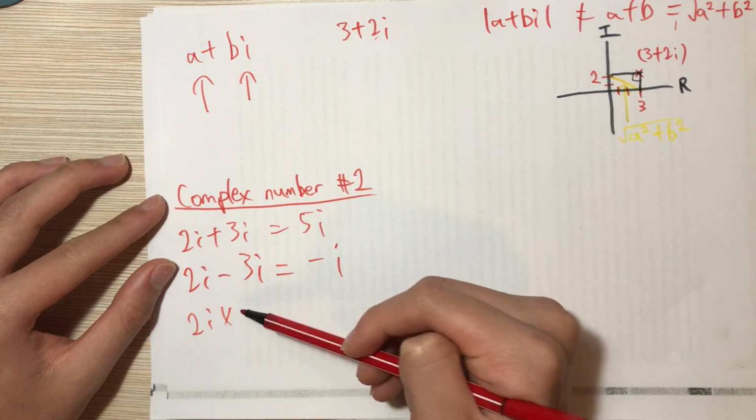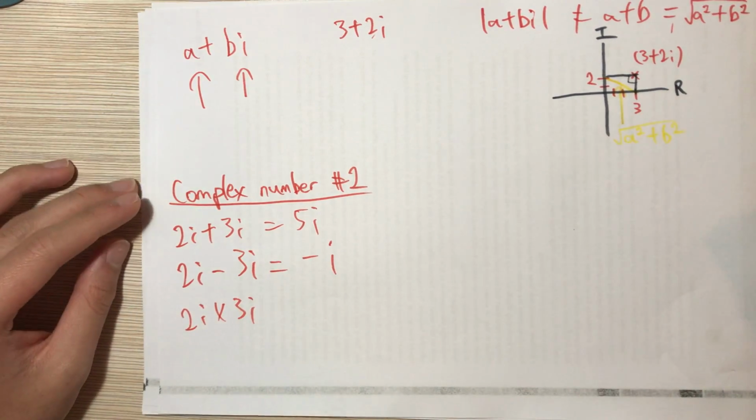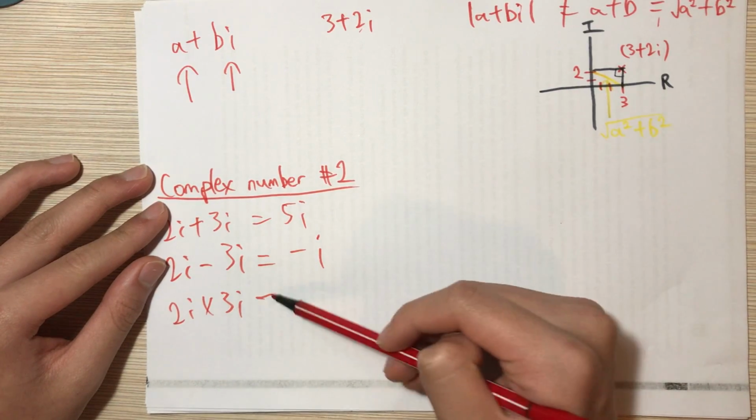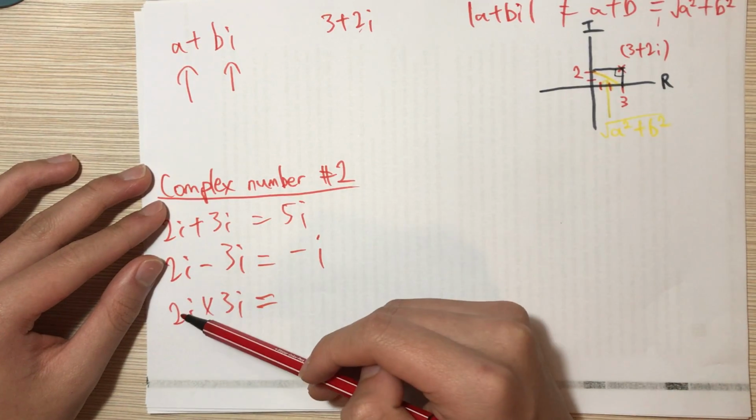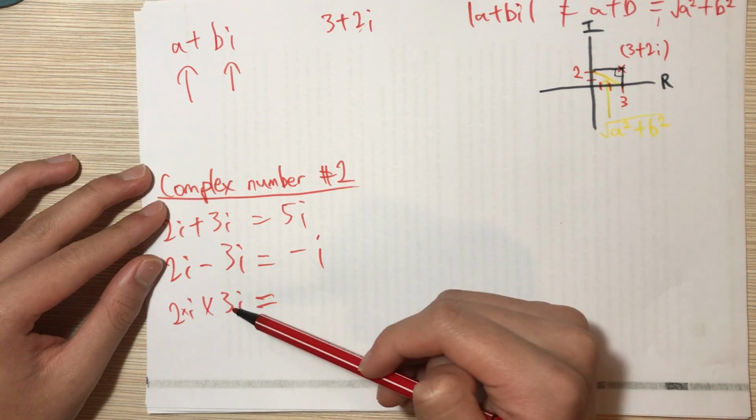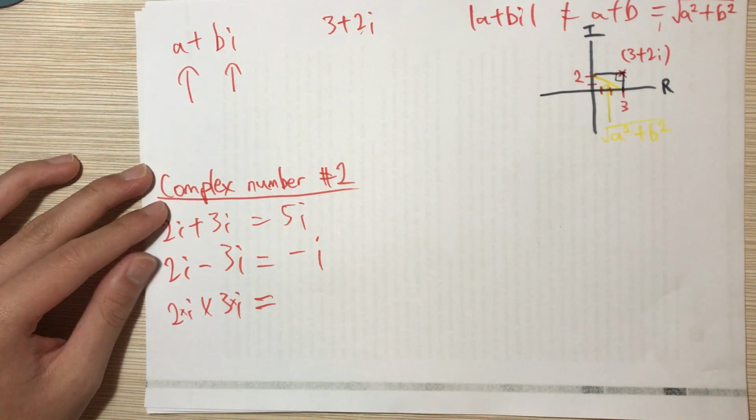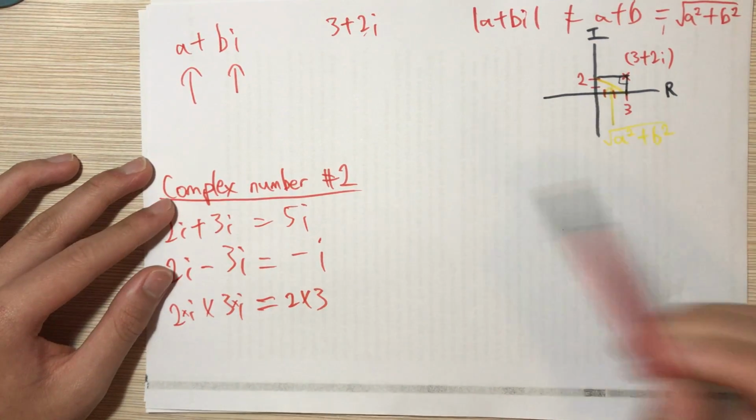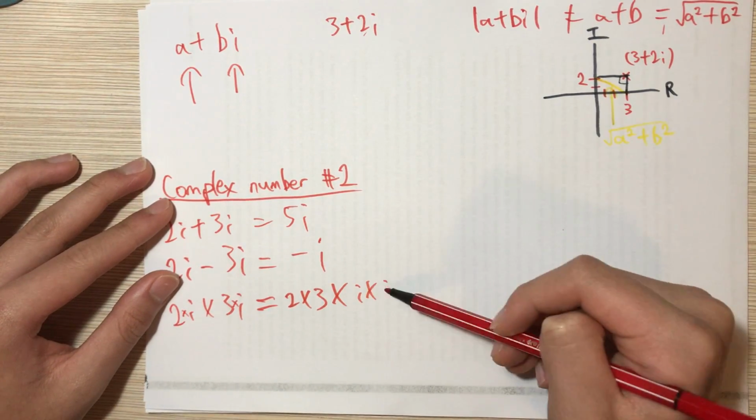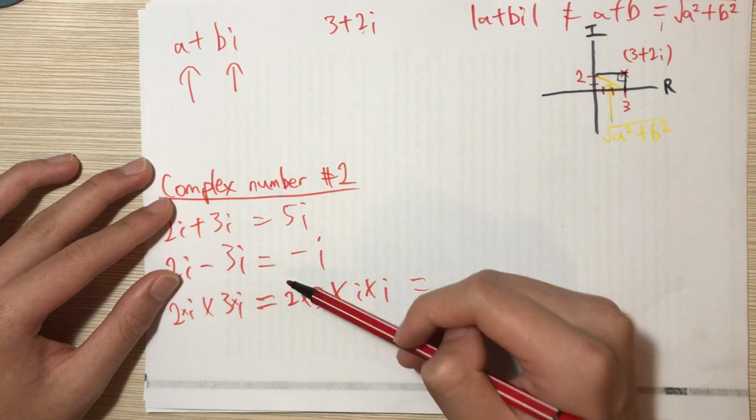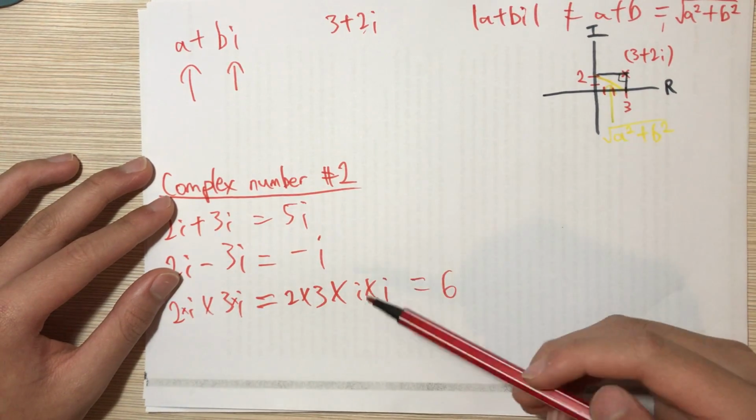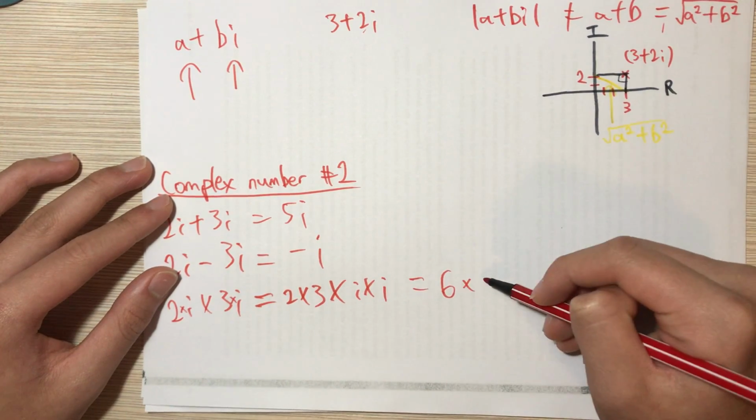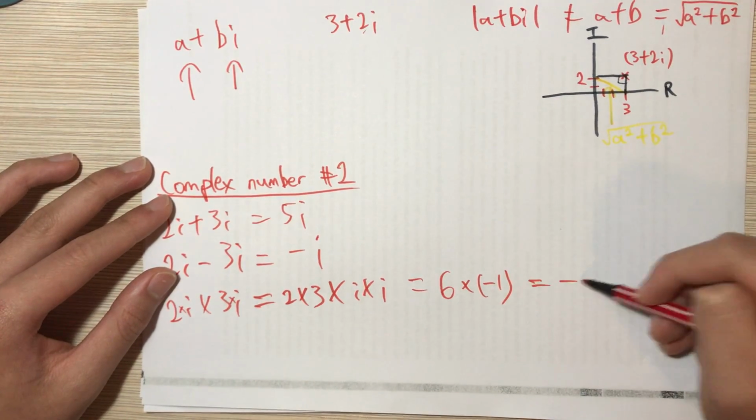2i times 3i. Now we usually handle the real part first, because this is 2 multiply i, 3 multiply i, so that we can change the order. 2 multiplied by 3 multiply i multiply i. 2 multiplied by 3, which is 6, and then this is i squared. i squared is negative 1, so that the answer will be negative 6.